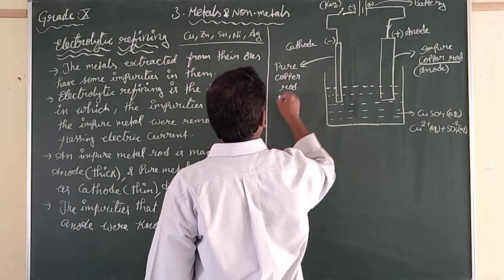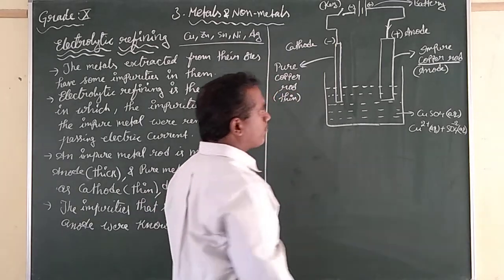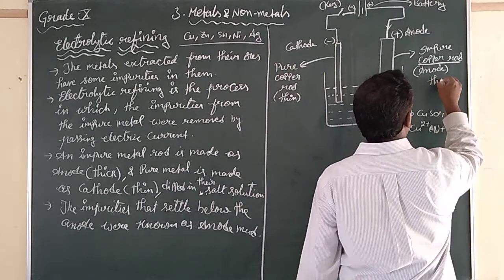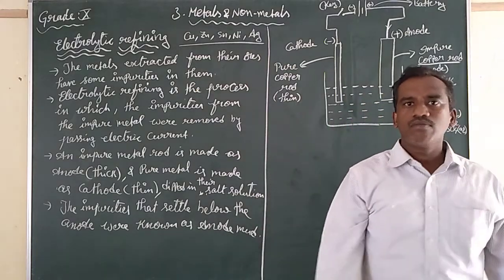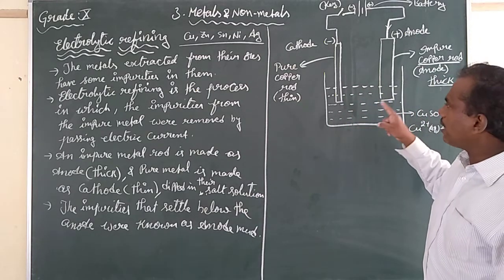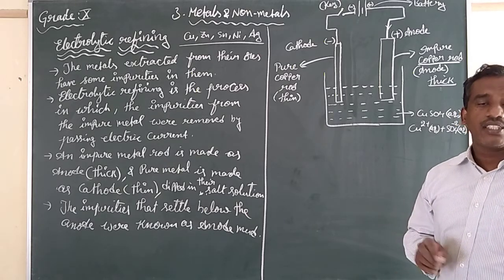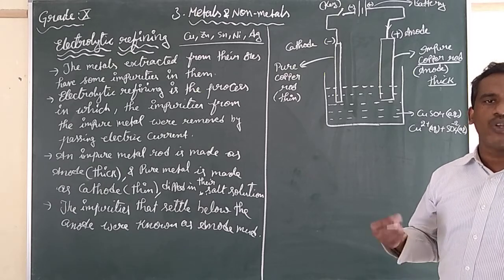How is it? Thick or thin? It is thin. But the anode is thick. Why, and what will happen at the end, I will explain very clearly. These both are dipped in a salt solution that is prepared from the metal.